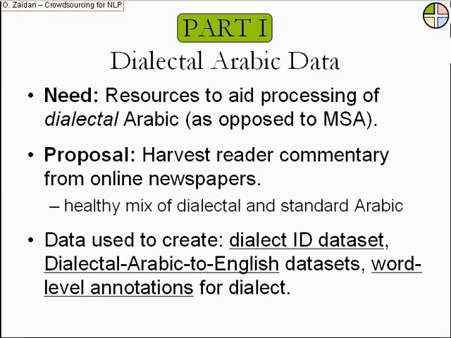So to summarize this part, we're motivated by our need for data resources to aid processing of dialectal Arabic. We harvested large amounts of reader commentary from online sources because this commentary has a healthy mix of both dialectal and MSA varieties of Arabic. And we used the data to tackle tasks such as dialect identification and machine translation with a lot of success.